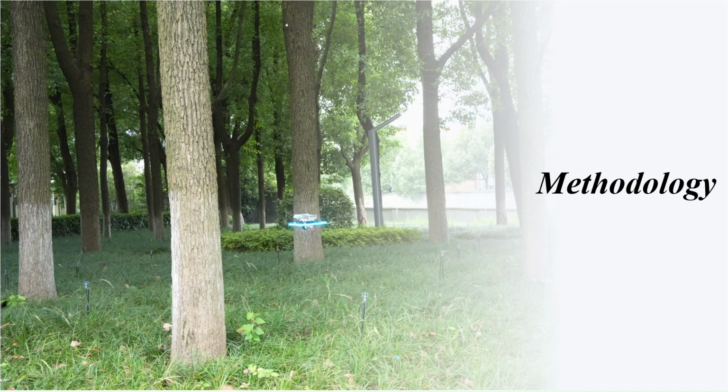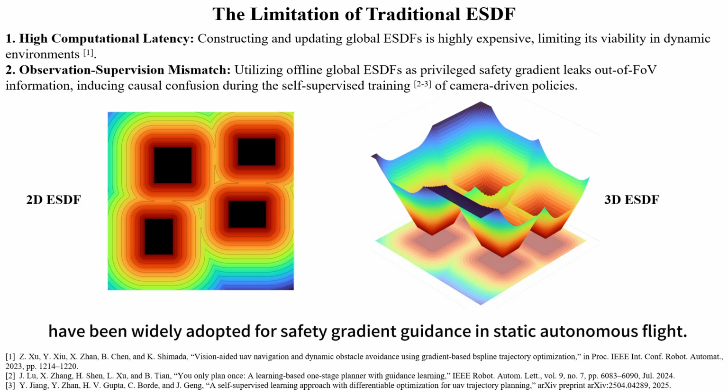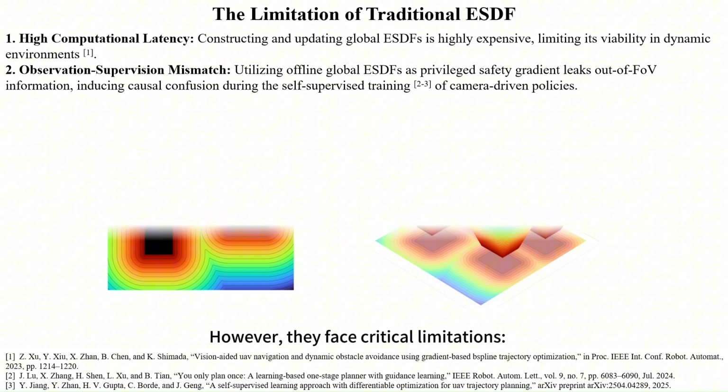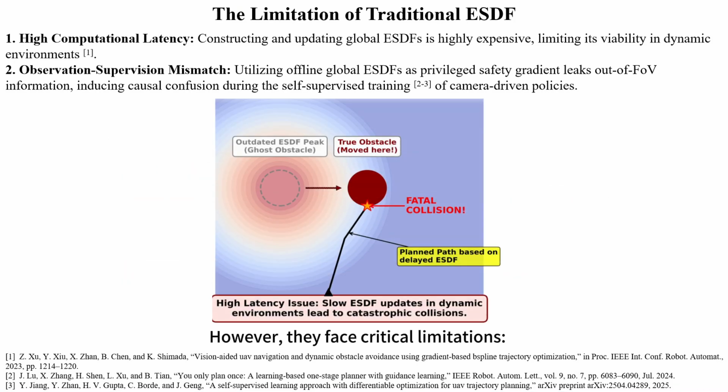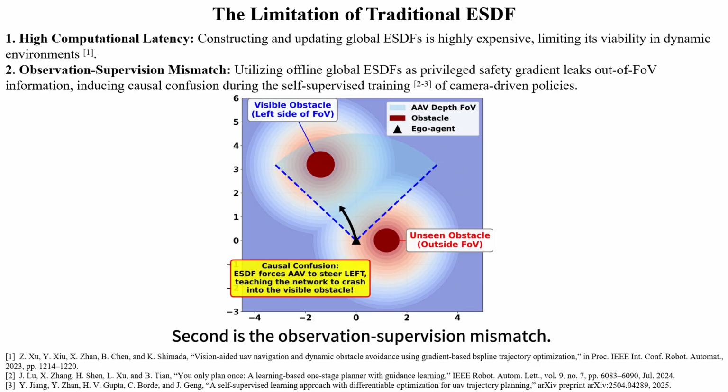Methodology. Euclidean signed distance fields, or ESDFs, have been widely adopted for safety gradient guidance in static autonomous flight. However, they face critical limitations. First is the high computational latency. Second is the observation-supervision mismatch.